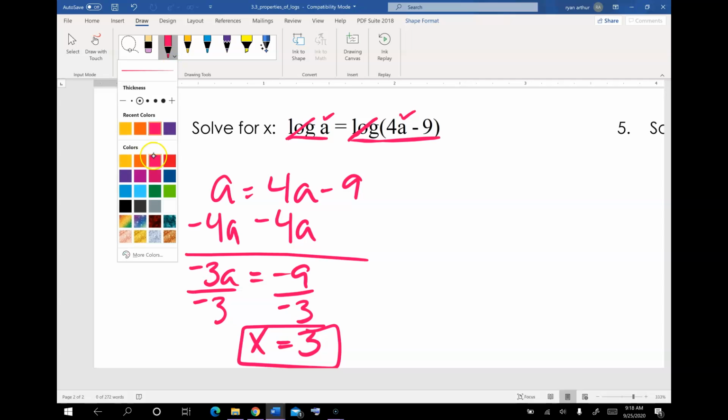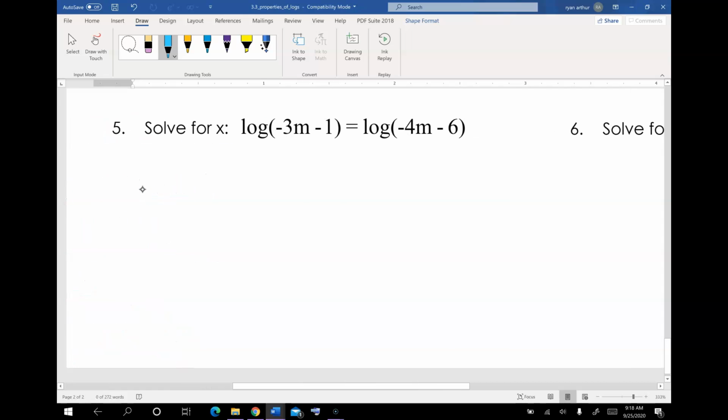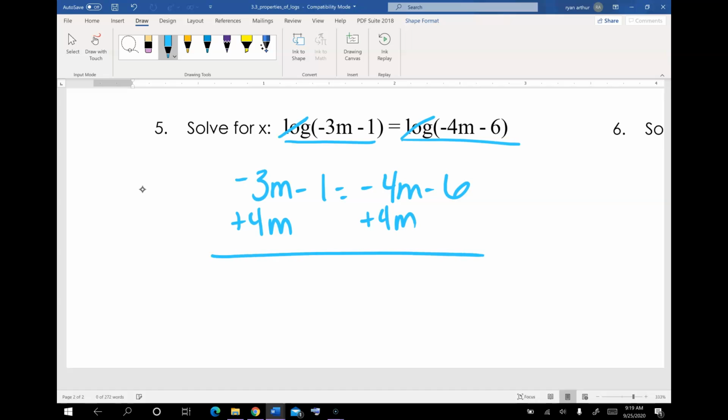All right, let's do another one. Here, you've got two single logs set equal to each other, okay? Same bases, so we're going to cancel these logs out, and we're going to say negative 3m minus 1 is equal to negative 4m minus 6. Get your variables on one side, okay? So add the 4m, add the 4m. I get m minus 1 is equal to negative 6. Add the 1, and m equals negative 5.